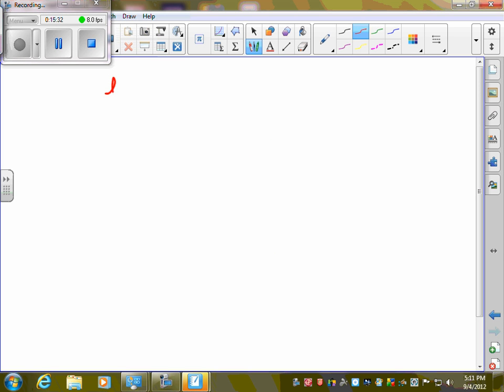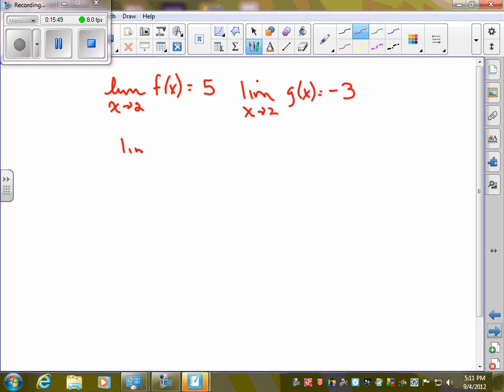Let's say we have the limit as x approaches 2 for f of x is, let's say, 5. And the limit as x approaches 2 for g of x is, let's say, negative 3. Then what would the limit as x approaches 2 for f of x plus g of x equal? Well, that would just be the sum of the two limits. It would be 5 plus negative 3, so that would just be 2.